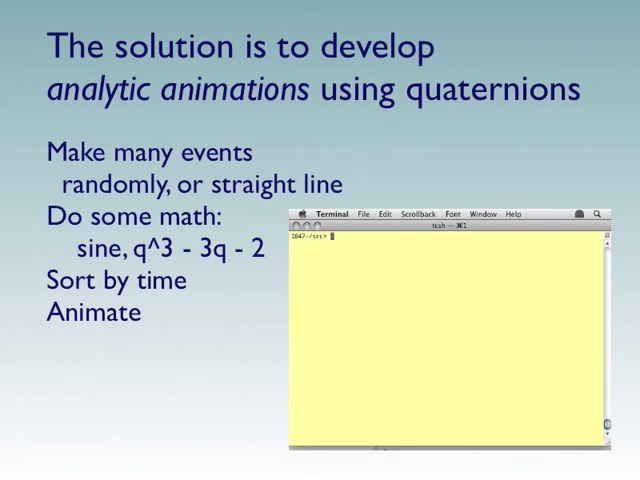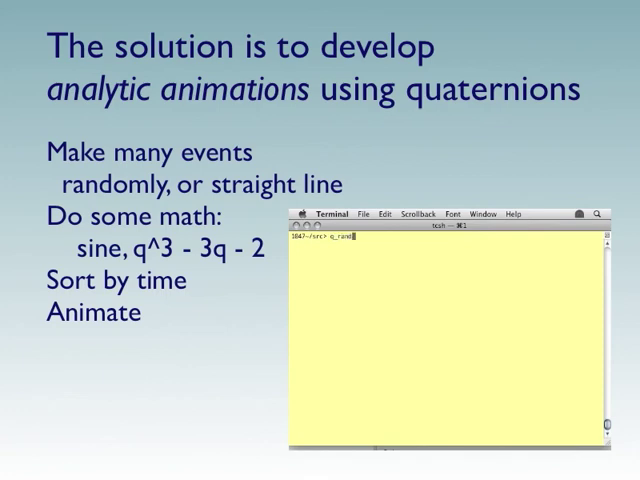So we make many events, 1,000, 3,000 events, either randomly or in a straight line. And then we do some math on that collection of events, either take the sine of it or take a polynomial sort of function. We sort it now by time, the results of doing that operation, and then we animate it using 3D software. So this will give you a sense of what we actually do.